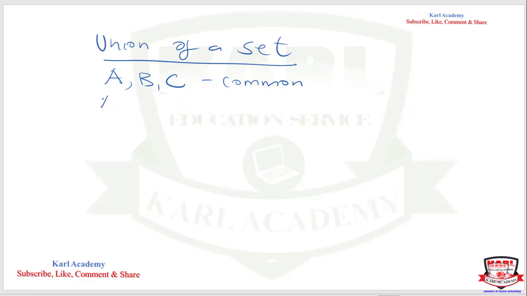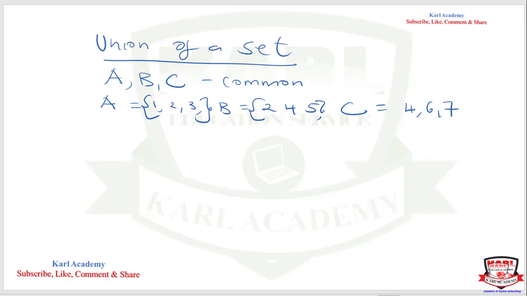Let's say set A has the members 1, 2, 3. Then set B has the members 2, 4, 5. Then set C has the members 4, 6, 7. Those are the members of specific sets. Then let's look at a union between these sets, and then we shall see the application. So here, the union of A and B. We are looking for which elements are common between A and B. You'll see that the element common between A and B is 2.